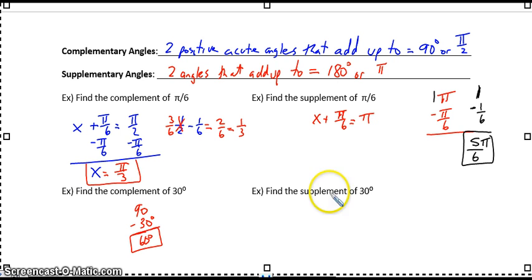The supplement, again, two angles that add up to be 180 degrees, so it would be 180 minus 30, and I get 150 degrees. So you notice this time they don't have to be acute angles, because we're dealing with supplementary angles, which have to be more than 90 degrees. So we don't deal with acute when we talk about supplementary angles. But for complementary angles, they have to be acute angles.